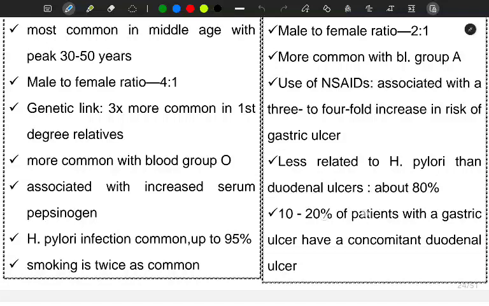So we treat only if we have a positive rapid urease test, unlike the duodenal ulcer where we treat directly. In 10 to 20% of cases they have concomitant duodenal ulcers, and we have to take a biopsy wherever there is a gastric ulcer, because there is a risk of about 20% of malignancy. This is the increased risk of gastric ulcers in gastric cancers.